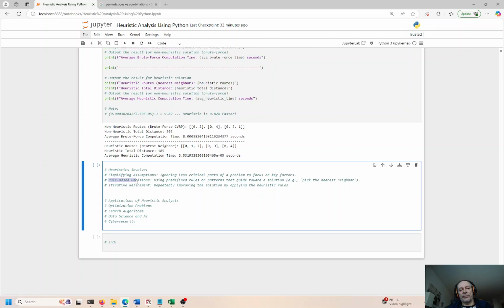So heuristics are based on rule-based decisions, right? We have predefined rules or patterns that guide us towards a solution. Pick the nearest neighbor. We saw an example of that. And iterative refinement, repeatedly improving the solution by applying a heuristic rule over and over until you get your desired solution. So applications of heuristics are far-reaching: optimization problems, things like supply chain optimization. Heuristics are great for that. Search algorithms, data science and artificial intelligence, and cybersecurity. Heuristics show up big time in the cybersecurity space, right? So they're very useful there too.